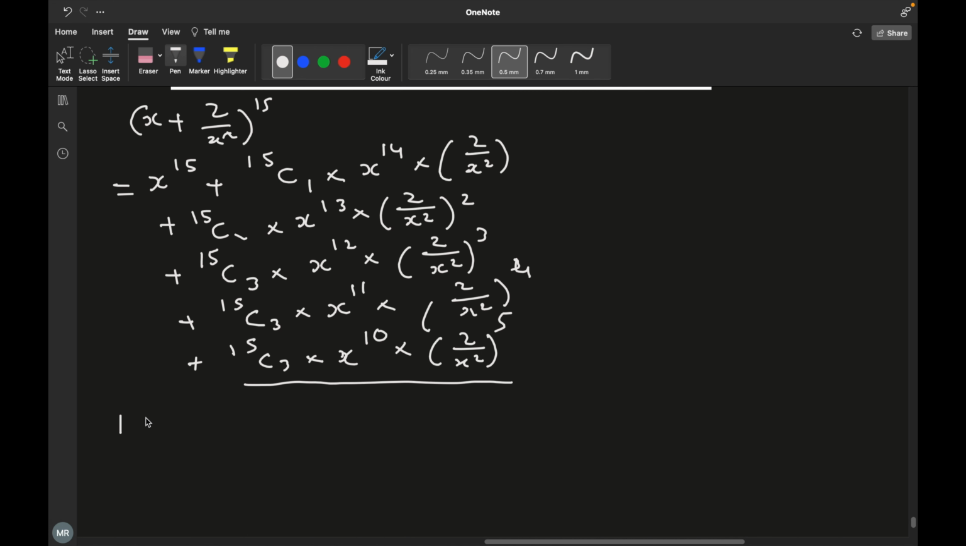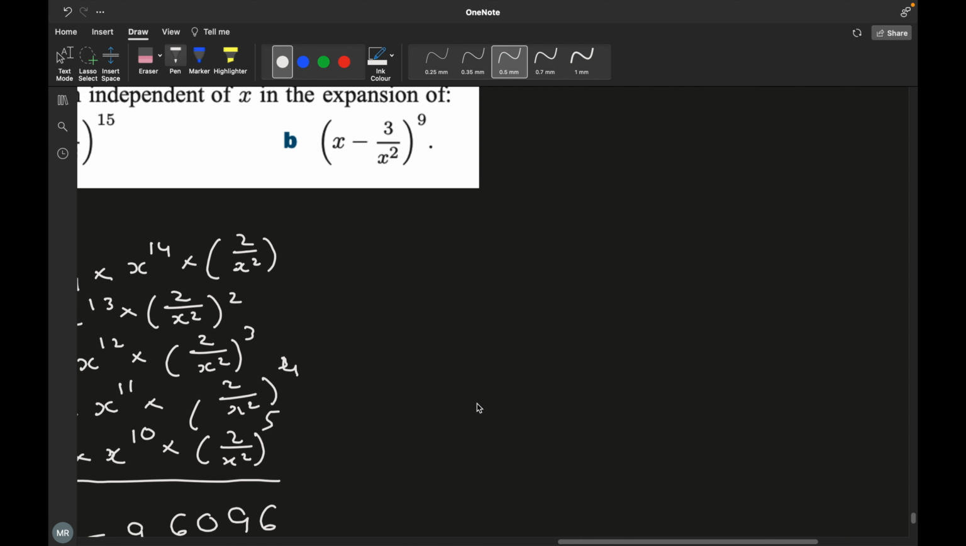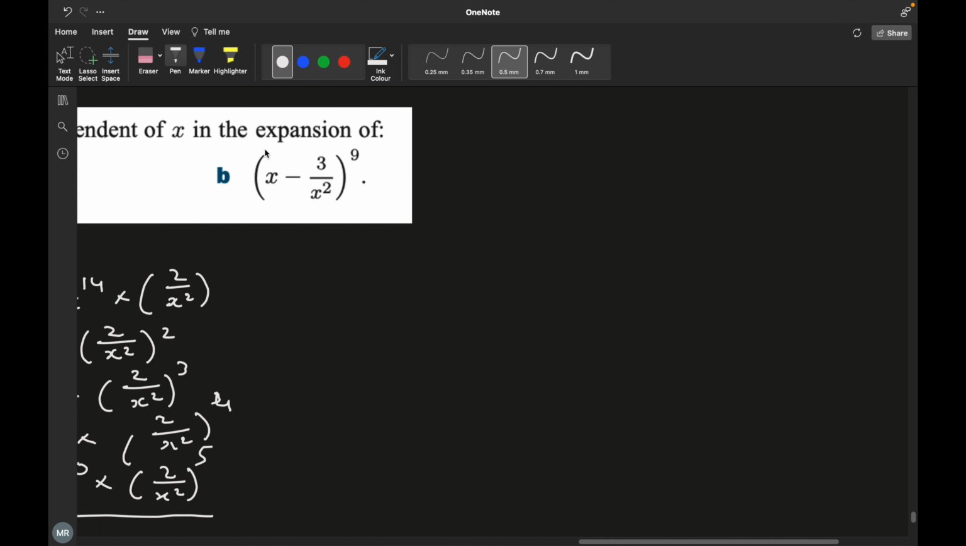And now we found it. It's 15C, oh wait, sorry, that's 4 and 5. 15C5 into 2 to the power of 5. These two get cancelled, so that doesn't matter. We get 96,096. That's the answer. Now let's do the same thing for this. It's a lot of work, so you have to ensure that you don't go wrong anywhere.